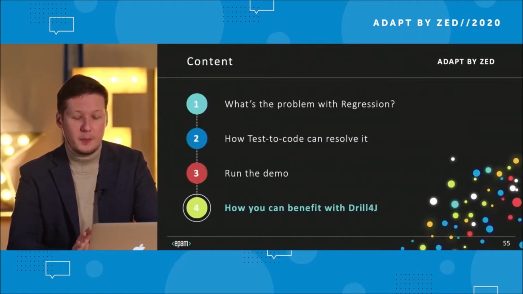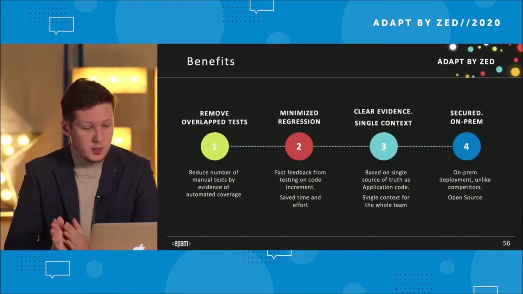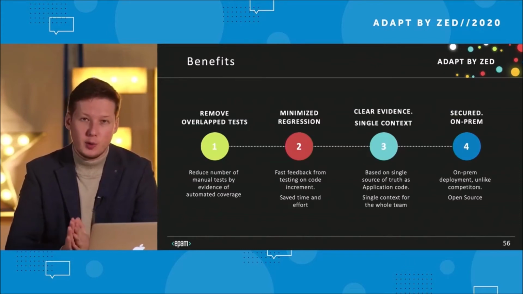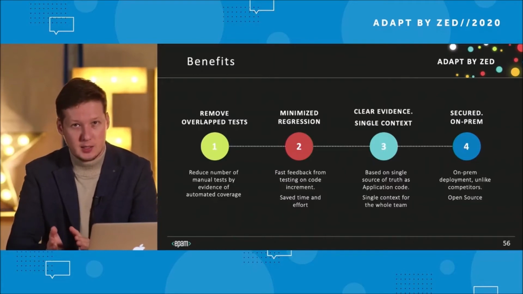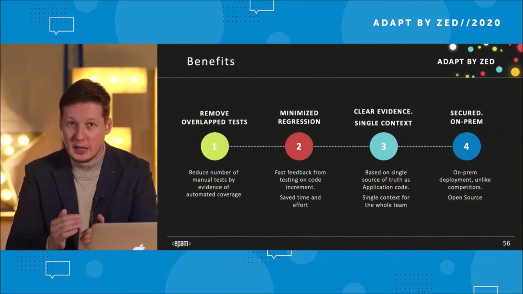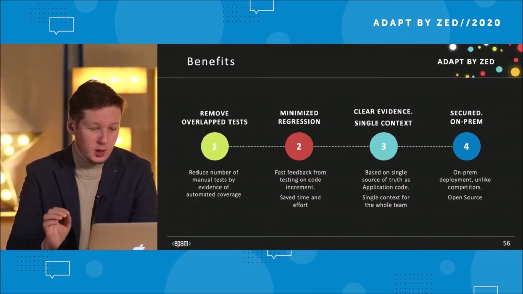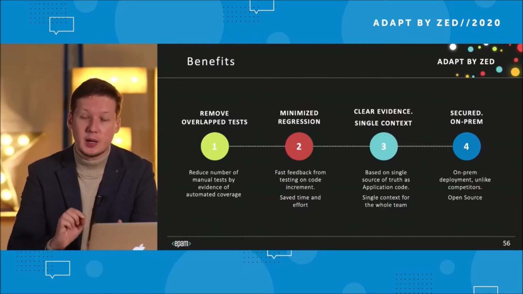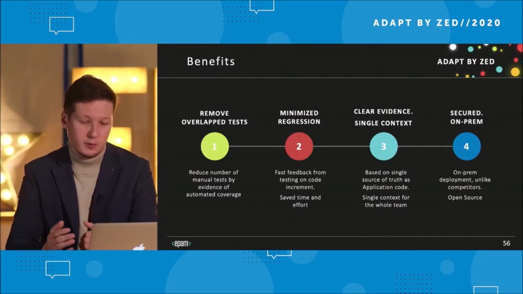Okay, so how can you benefit from Drill4j and its usage at your project? First of all, it can help you remove overlapping test cases between automated test cases and manual test cases, which will help you speed up your regression by minimizing the manual effort and leaving that work to the automated test cases if it's already covered by them. You reduce the number of manual test cases based on evidence and real means of application coverage, not just because of backbone filling.